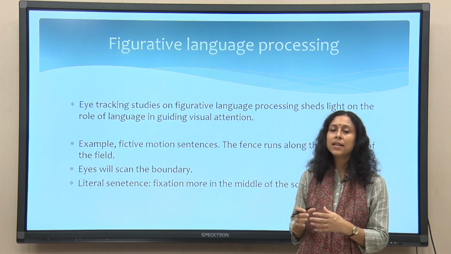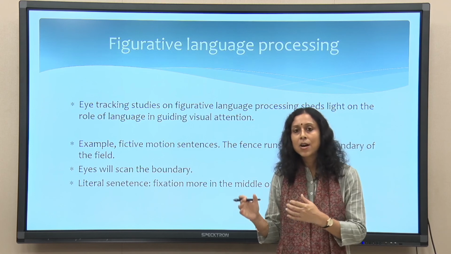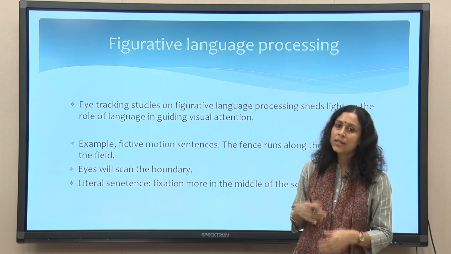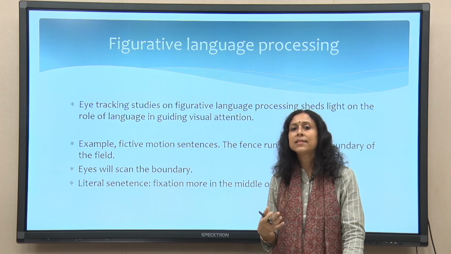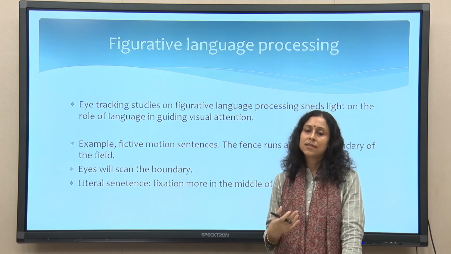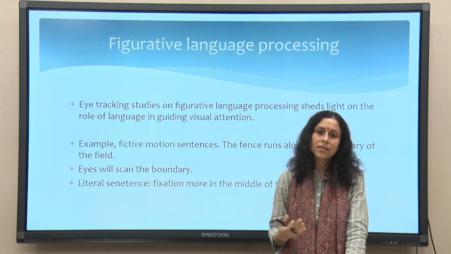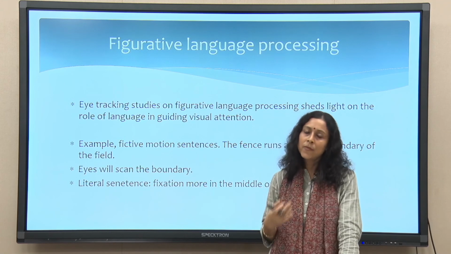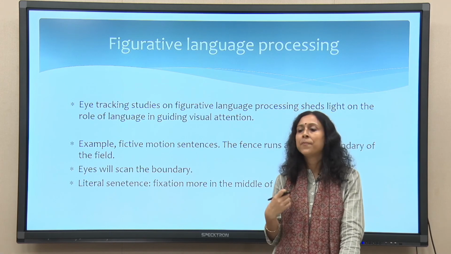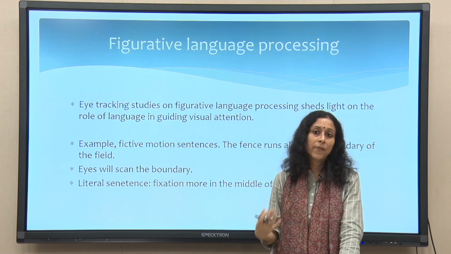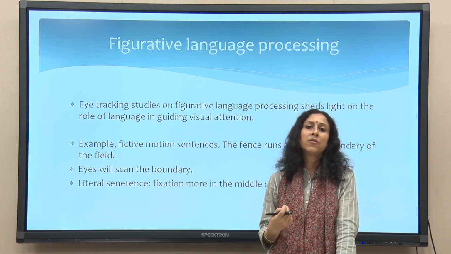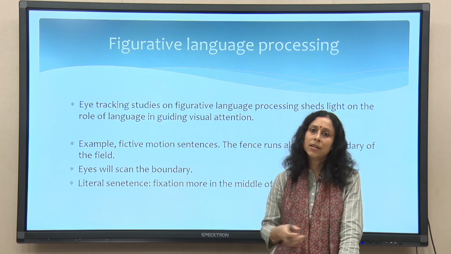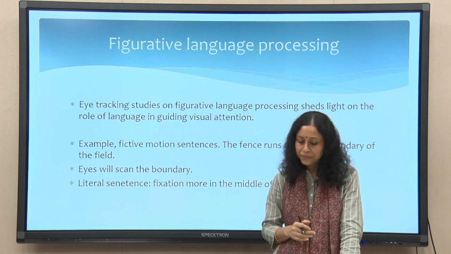We are assigning some sort of movement to the static scene. The roads do not go anywhere, right. But we give this kind of dynamicity to a scene by using a fictive motion sentence. This is abundantly available in all languages of the world, more often than not for roads, rivers and so on. For a fence, the fence runs along the boundary of the garden, the river goes from here to there, the road goes from here to there, and so on.